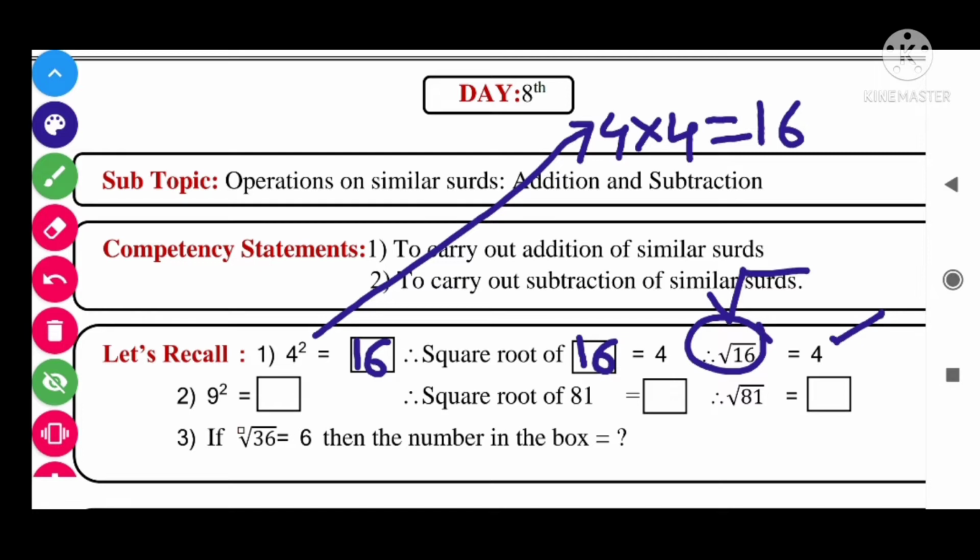Here also 9 square is equal to 81. In words, you can say that the square root of 81 is 9. And using the symbol, you can also say that the square root of 81 is 9.